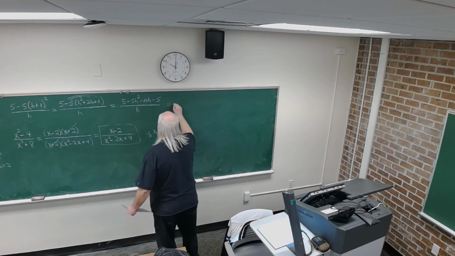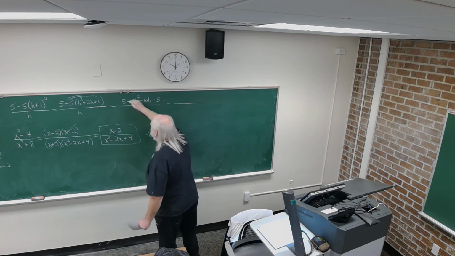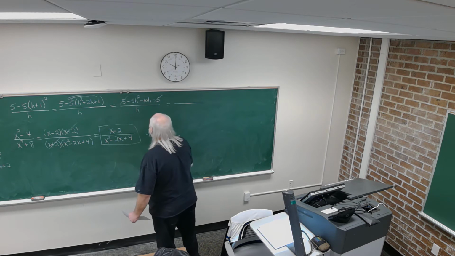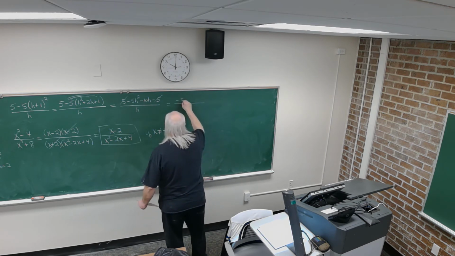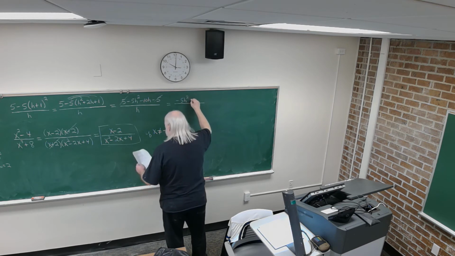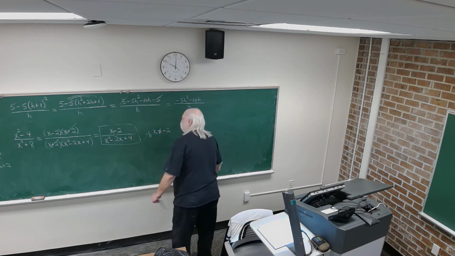Well, simplify the numerator, 5 minus 5 is 0. And we're left with minus 5h squared minus 10h in the numerator over h in the denominator.